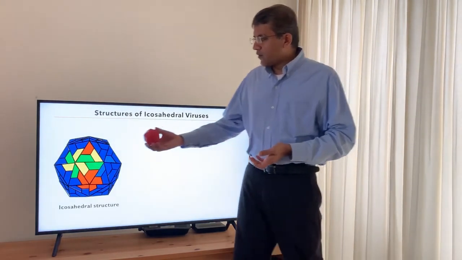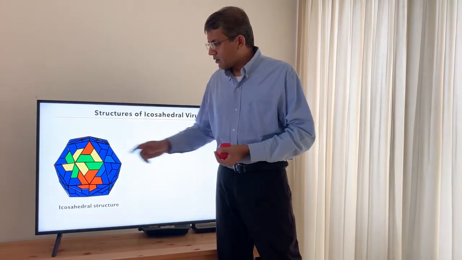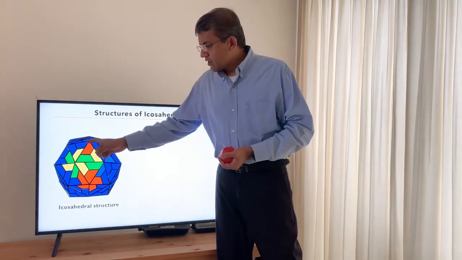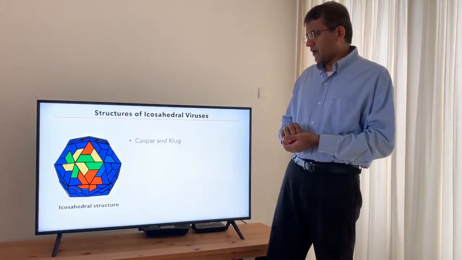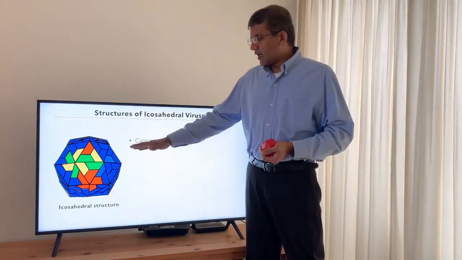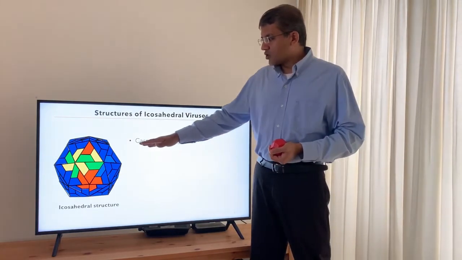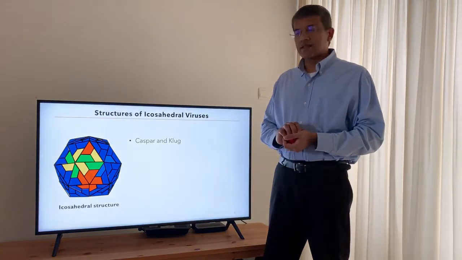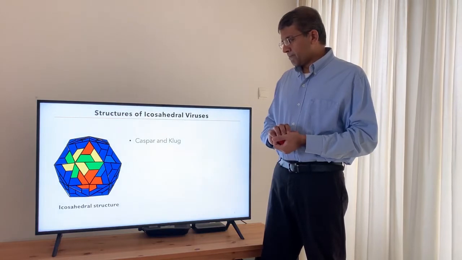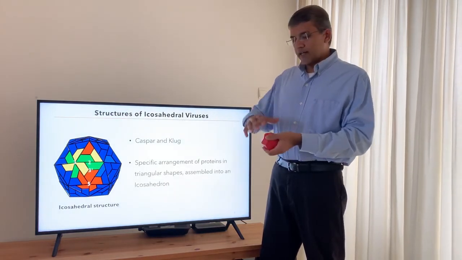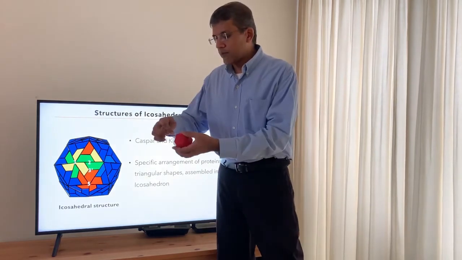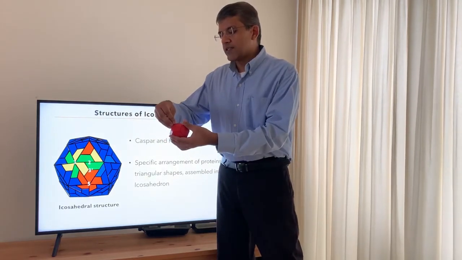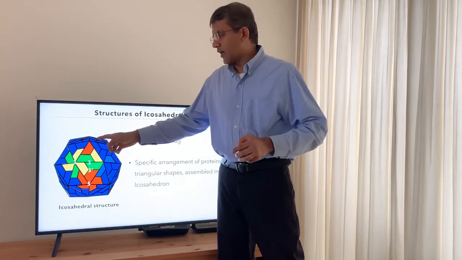So if you think about a virus particle, you have all of these triangles. Each of these is the protein that's forming the shell, and the description of the geometry was done by two scientists, Caspar and Klug, and they showed and described the specific arrangement, how these vertices are formed. These are the bulges when you assemble each of these triangles together.